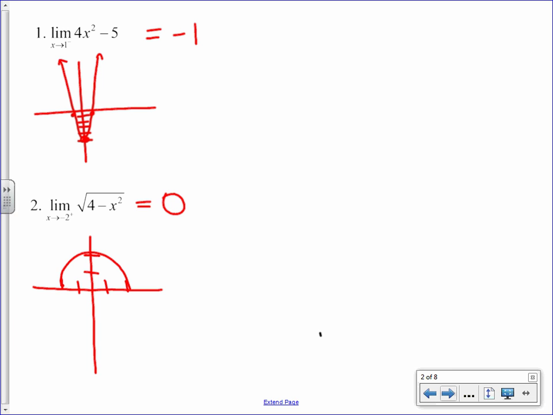Okay, what limit could we take approaching 2? We could only take the left-handed limit here.